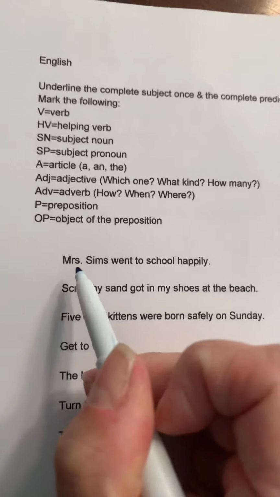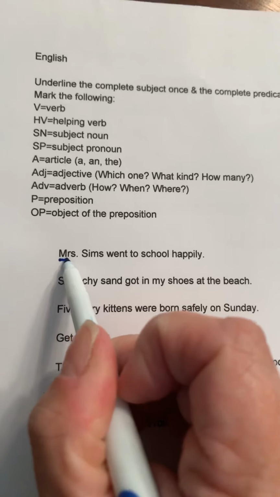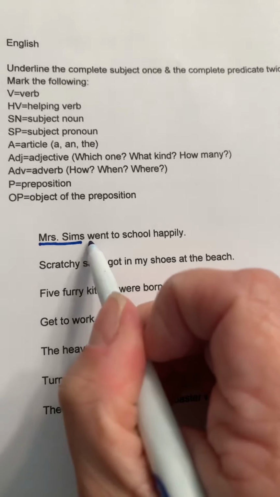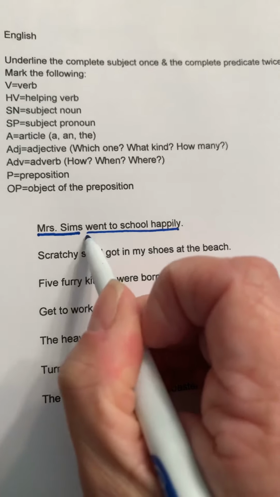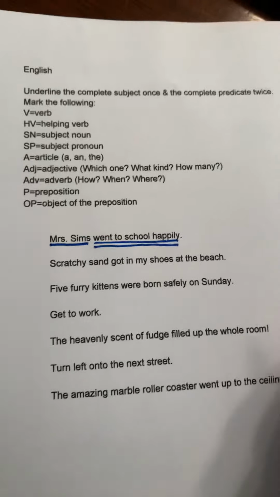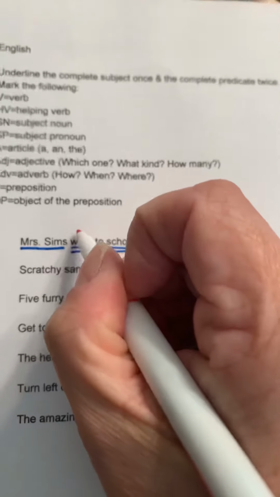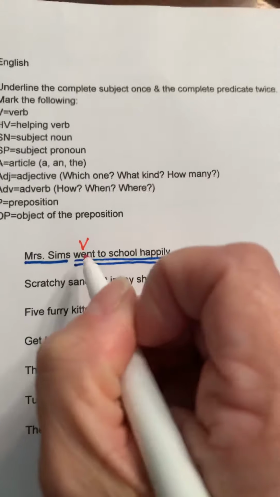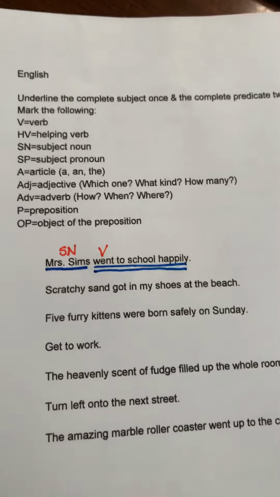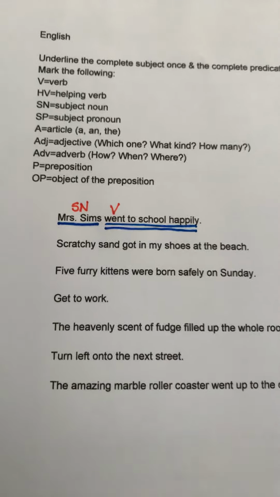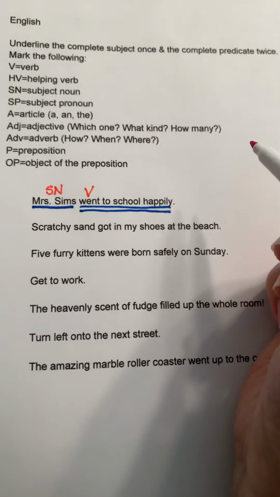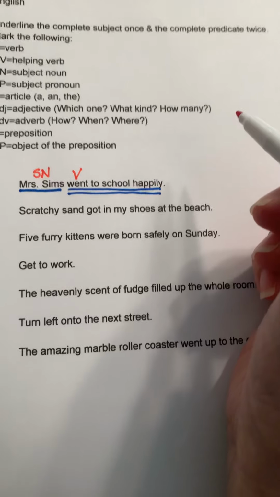So we ask who or what is the sentence about? Mrs. Sims. And what is being said about Mrs. Sims? Went to school happily. So that's my complete subject and complete predicate. Then my action is went. Then who went? Mrs. Sims, and it's just two words to the subject noun because it's the whole name. And then we have to, went to school.